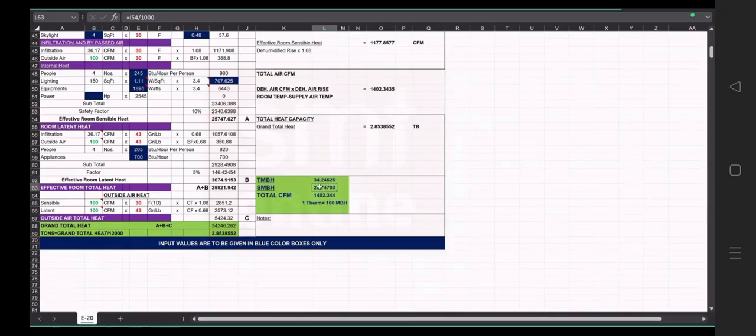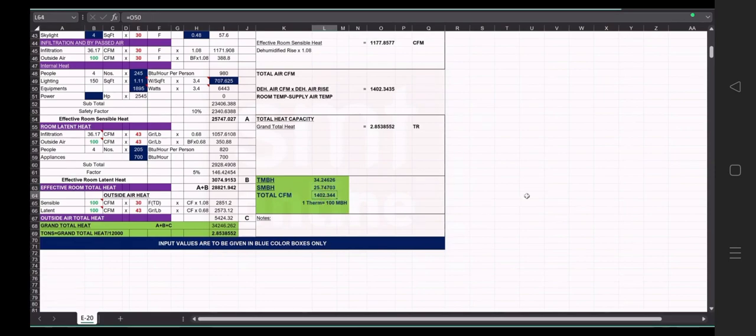And SMBH is nothing but sensible MBH, sensible heat. And you can verify I54, nothing but the A value, by 1000. So you'll find TMBH, SMBH. Generally, we are not using the term LMBH because for machine selection, we require total MBH and sensible MBH. And total CFM is here.